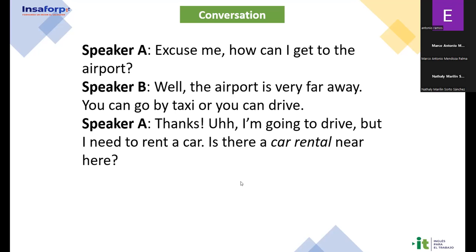Okay. What is he going to do? Okay, he is going to drive. But next, what is he going to do? What do you think? He is going to drive, but he doesn't have a car. So what is he going to do? Read this part, please. He needs to rent a car. Yeah, he needs to rent a car. Or he is going to rent a car. Okay, now continue with the conversation.